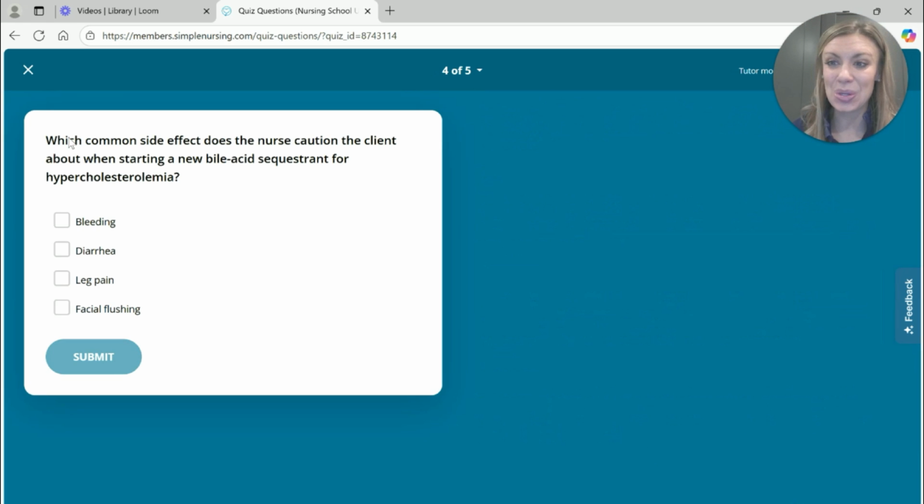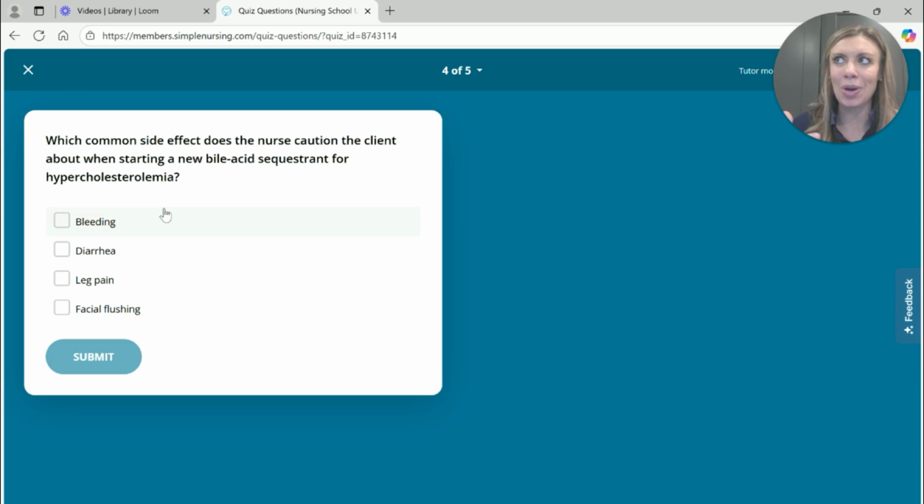For the next question, which common side effect does the nurse caution the client about when starting a new bile acid sequestrant for hypercholesterolemia? So, common side effect does the nurse caution the client about, especially if it's for too much cholesterol. So there's bleeding, diarrhea, leg pain, and facial flushing. All right, remember, I don't know everything, but I know something. And so trying to think, okay, common side effect, if it's common, caution them about.